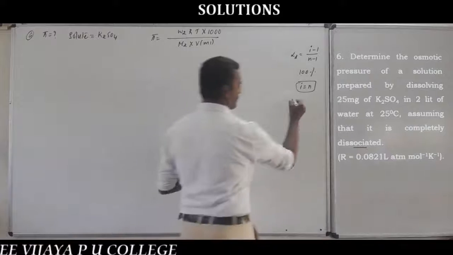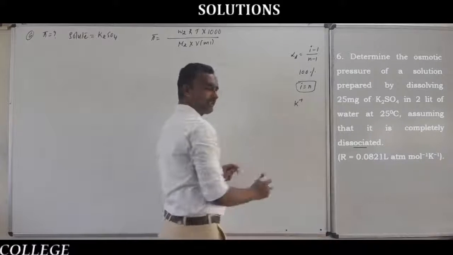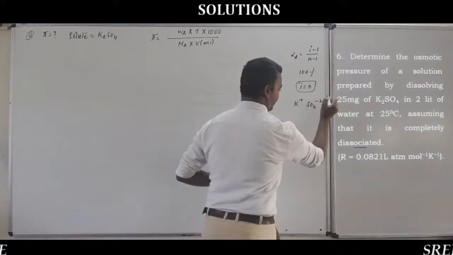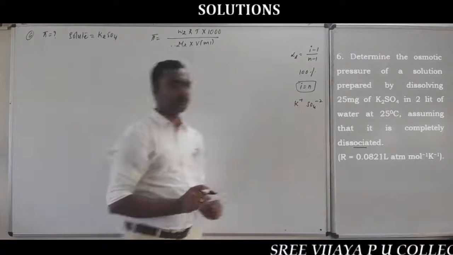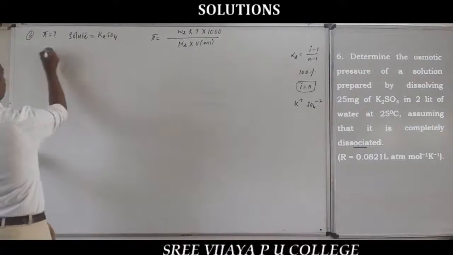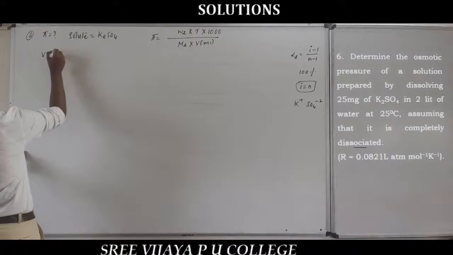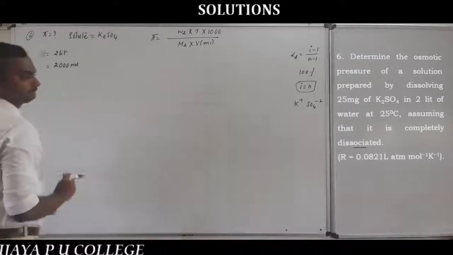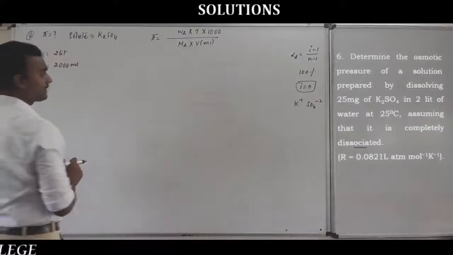The potassium sulfate will be K plus, an alkali metal having the charge plus 1, and sulfate having the charge SO4 minus 2. Therefore the formula becomes K2SO4. In 2 liter of water, nothing but volume, that is equal to 2 liter, that is equal to how much? 2000 ml, at 25 degrees Celsius.